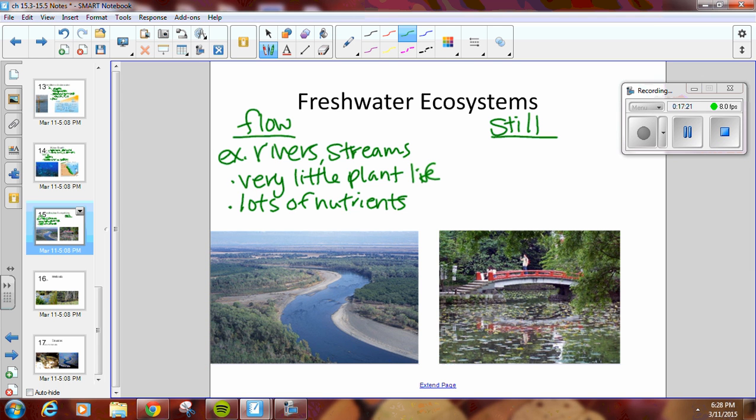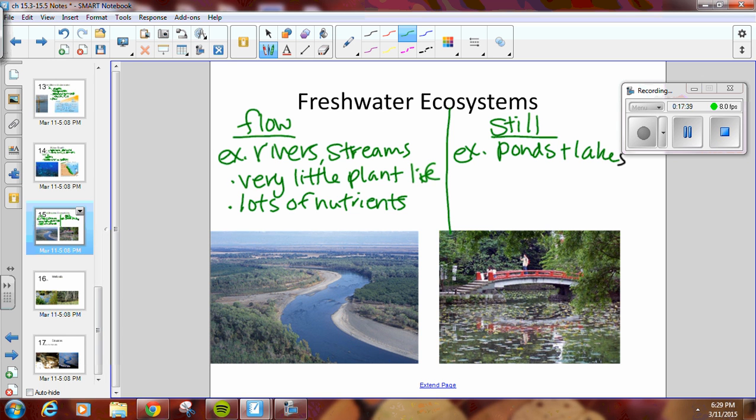Now, part of the reason why there's a lot of nutrients is because you get flooding and things like that. You do get all those different plants and things getting washed down the river, so there's a lot in there. Now, if we have still or stagnant water, that's going to be ponds and lakes.